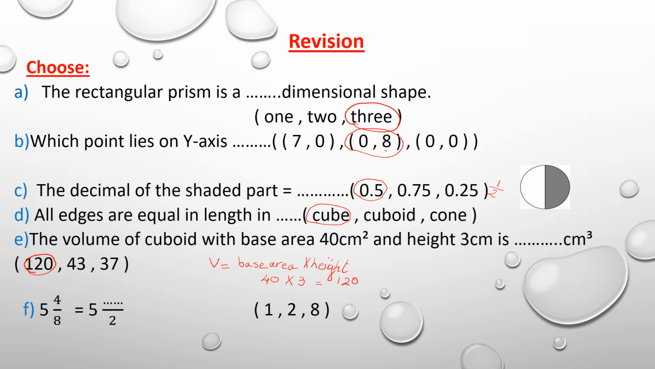Number F. 5 and 4 over 8 equal 5 and dots over 2. Here we have the same whole number and the fraction 4 over 8 equal dots over 2. We must simplify the fraction. Divide 4 up and divide 4 down. So 8 divided by 4 equal 2 and 4 divided by 4 equal 1. I'm going to choose.